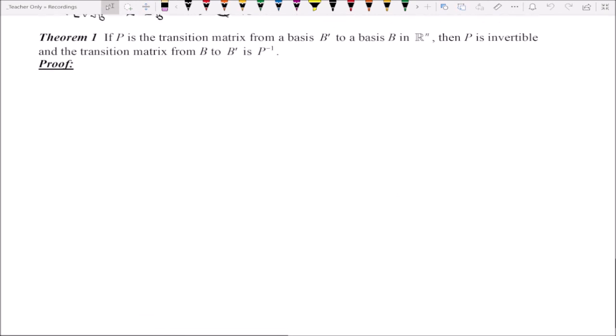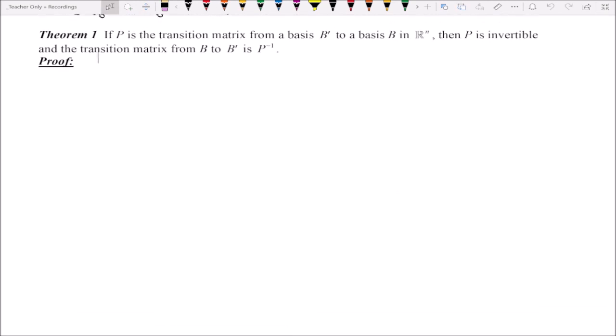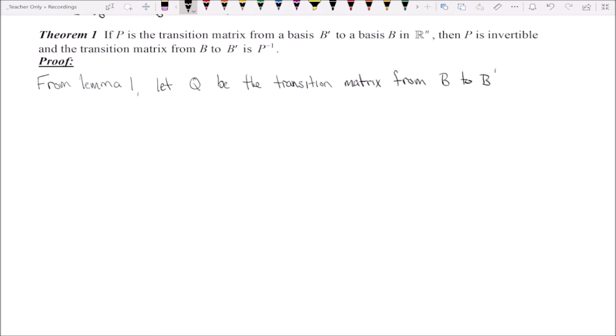If P is the transition matrix from a basis B prime to a basis B in Rn, then P is invertible, and the transition matrix from B to B prime is P inverse. Now we're going to be using lemma 1. We let Q be the transition matrix from B to B prime.